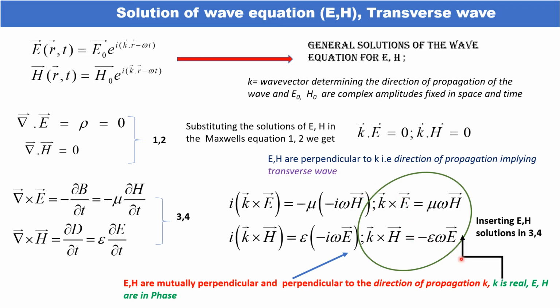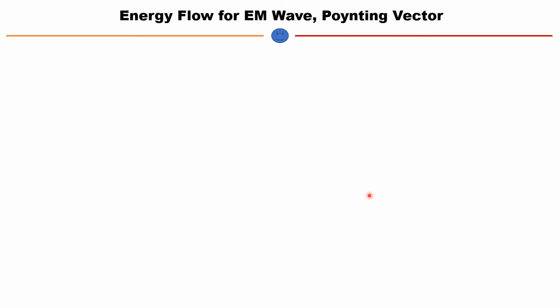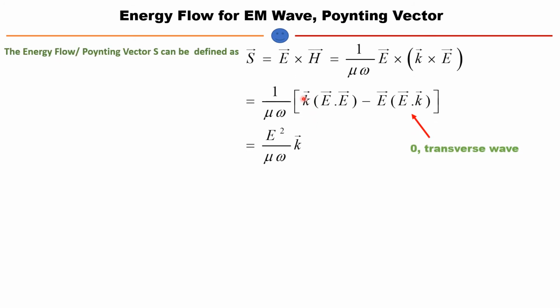And very importantly, from this equation we can see that in a non-conducting medium, E and H will be in phase. There will be no phase lag between E and H. But in a conducting medium, I will show you, the phase lag will be there between the electric and magnetic field. For the case of non-conducting, there is no phase lag. Now we get the solution of E and H from the wave equation.